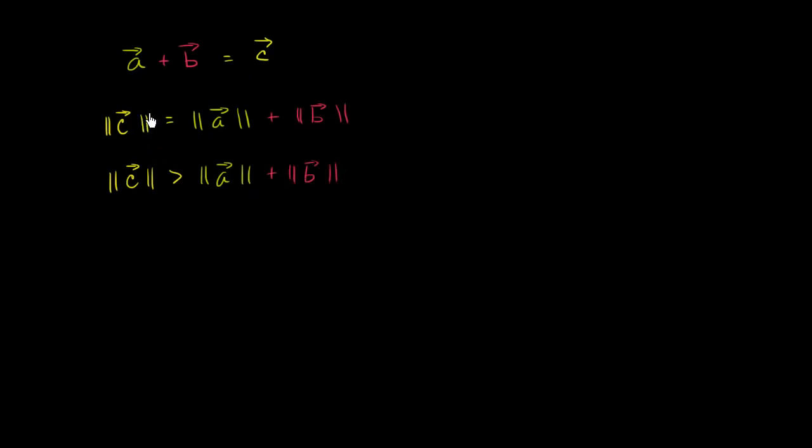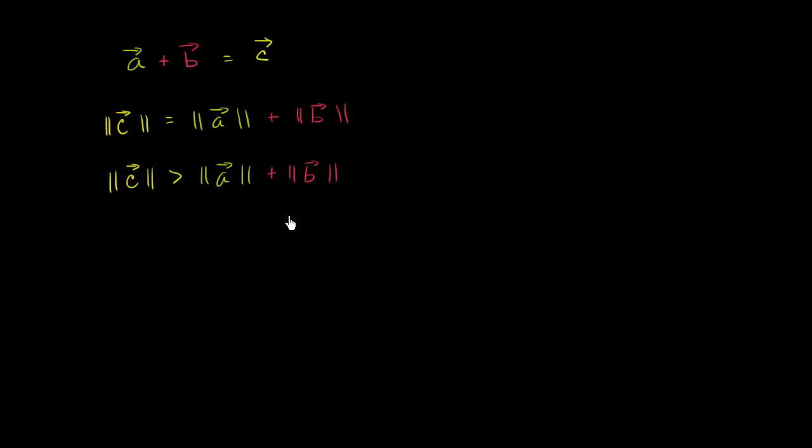Try to come up with some vectors A and B so that when you take their sum, the magnitude of the sum is equal to the sum of the magnitudes. And also see if you could come up with some vectors A and B so that if you take the sum of the vectors, the magnitude of the sum is actually greater than the sum of the magnitudes. So see if you can come up with that.